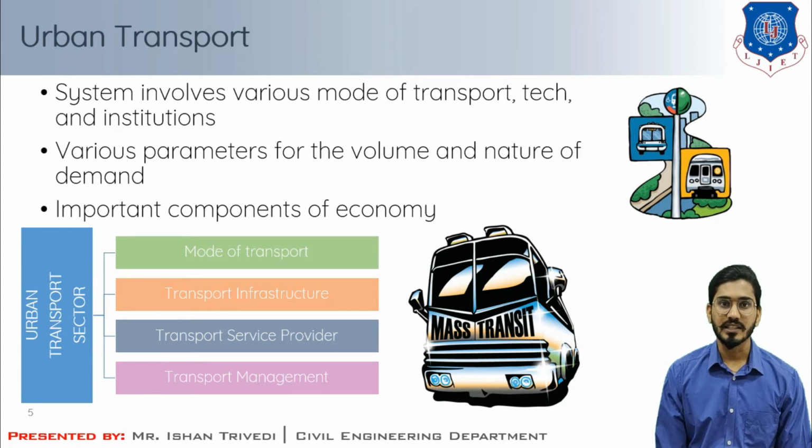The urban transport sector can be divided into four basic elements. These are the mode of transport, or you can say public or private transport; then transportation infrastructure, which can be urban roads. Even in urban roads, there are varieties of classification: arterial, sub-arterial, collector and local streets. Then transport service providers, which are the institutions for planning, designing, finance, implementation and enforcement. And at last, there is transport management.